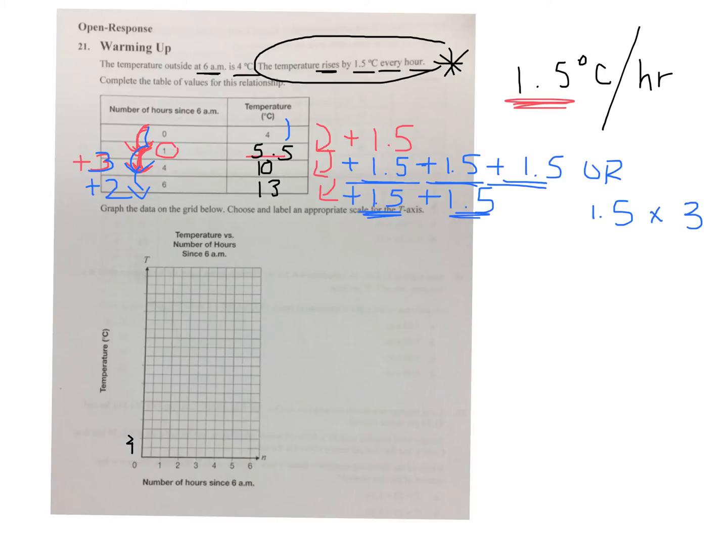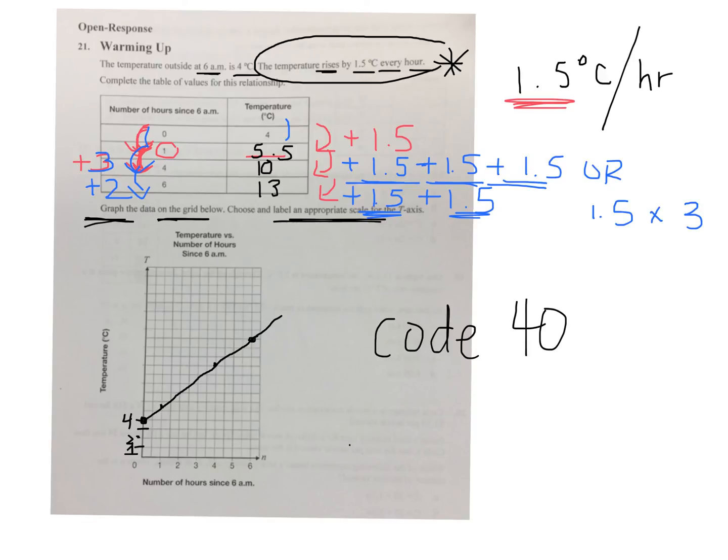But the first point is at 0, 1, 2, 3. Maybe we should do it by like 2. Look here, please. I've graphed the data and I've chosen an appropriate scale for the temperature. I've counted by ones. I didn't write it all here. If you have filled in the table and you've graphed it and you've chosen a scale, then it would be a code 40.